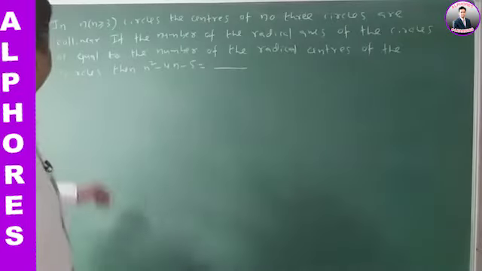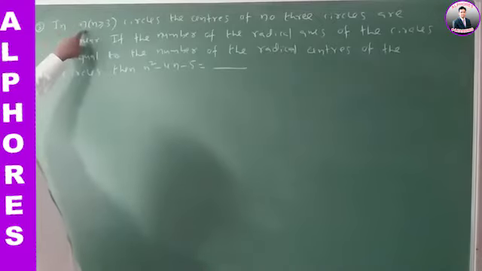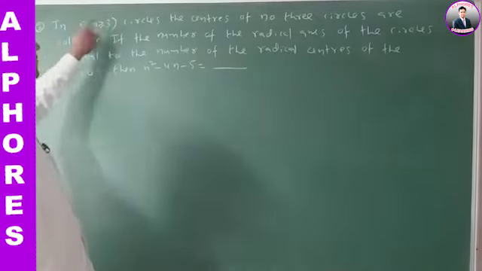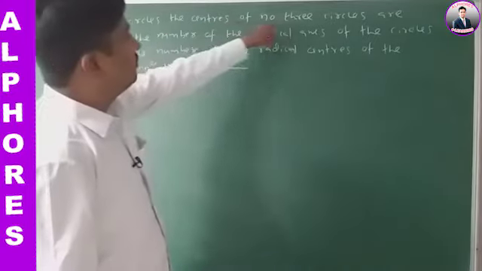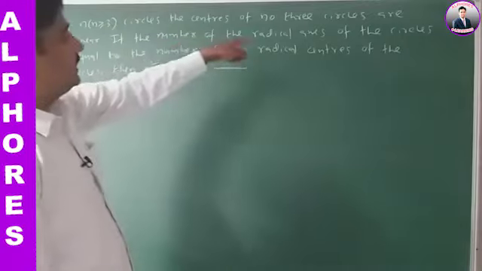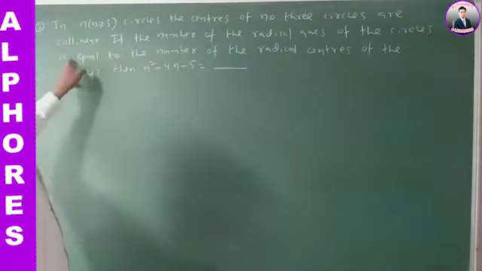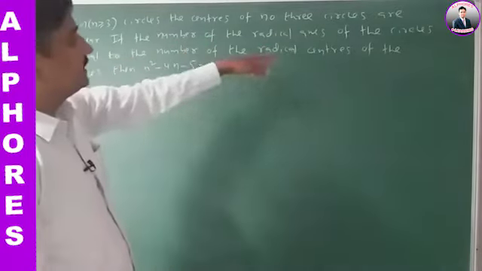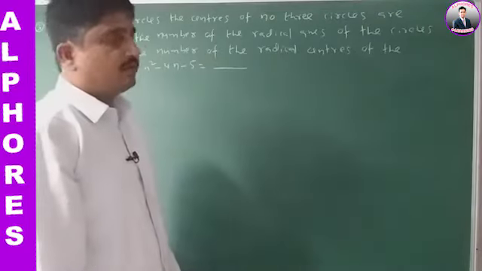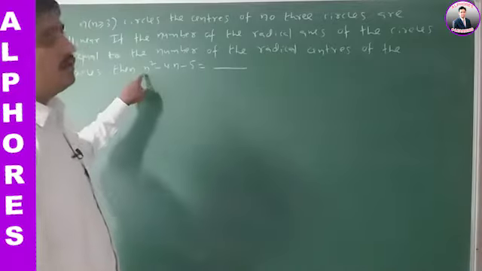Okay, next problem. Here n in brackets, n greater than or equal to 3. In n circles, the centers of no three circles are collinear. The number of radical axes of the circles is equal to the number of radical centers of the circles. Then n square minus 4n minus 5 equal to. First we find the value of n.